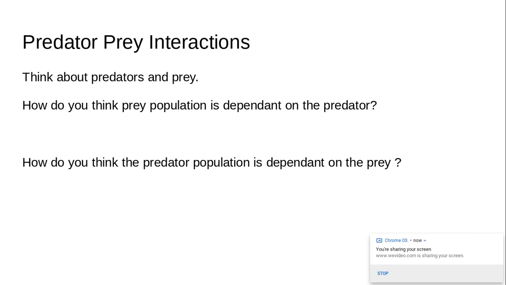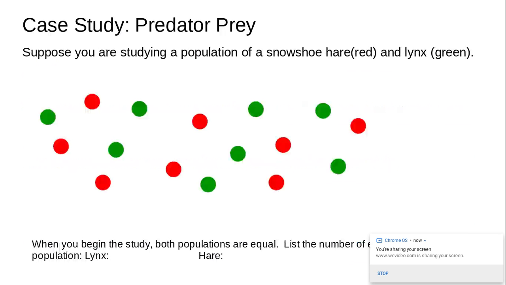So think about, how are they dependent on one another? How does the predator's population depend on the prey? How does the prey population depend on the predator? You don't have to write this down, but think about it. We're going to talk about it over the next few slides.